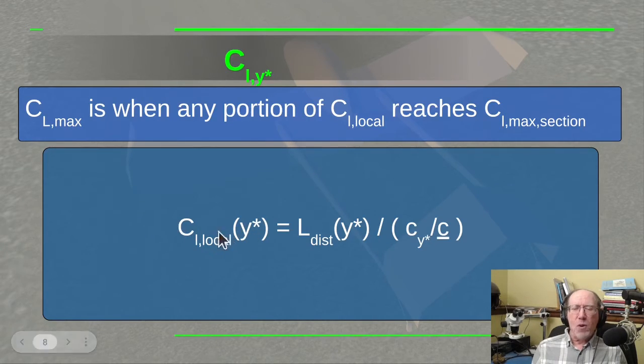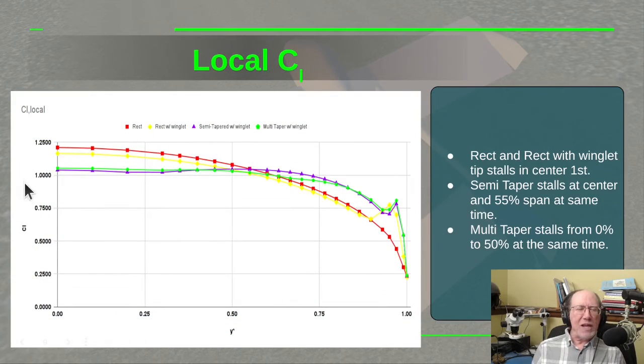Now, at some point, as you keep increasing the angle of attack, some part of that local lift distribution is going to hit a maximum, the maximum of the airfoil itself. And that's where the wing's maximum is going to be. And again, this is still an approximation. It's not perfect. It kind of depends on the stall characteristic of the airfoil, but I think it's a little bit better than just multiplying by 0.9. So let's go through that.